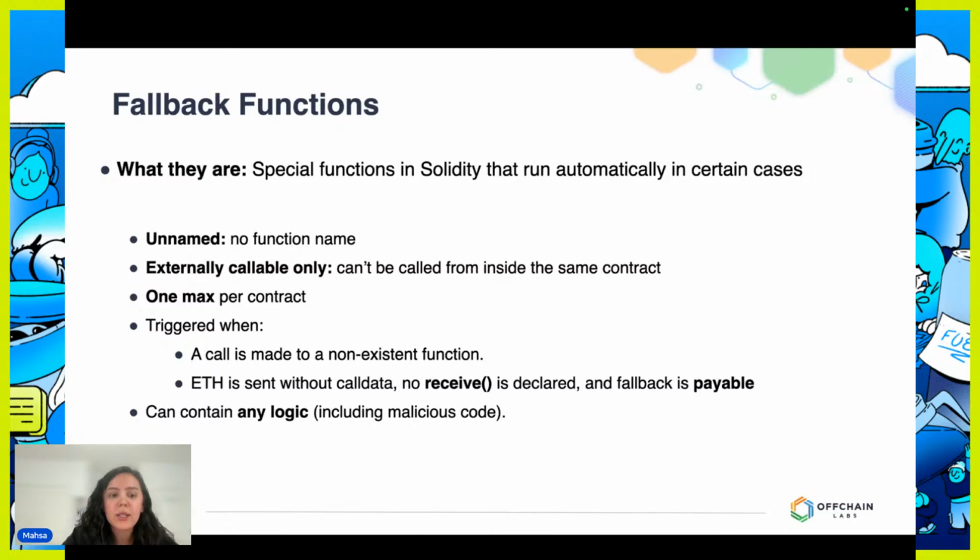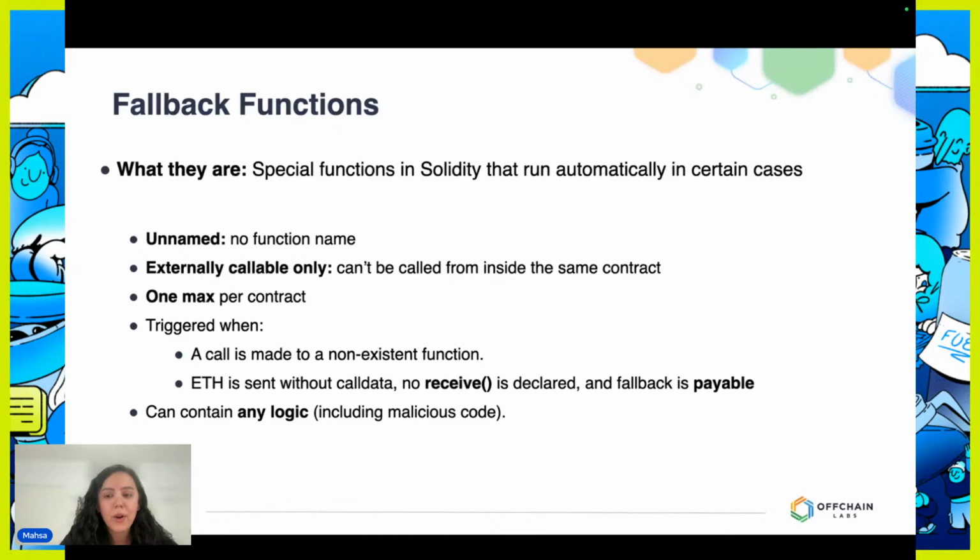The first one is a call made into a function that does not exist in the contract. And the second one is when Ether is sent to the contract and there's no call data accompanying it, there's no receive function declared, and the fallback function in the contract is marked as payable. And don't worry if it is too complicated for you. We're going to see the code example and everything, so hopefully it'll be clear.